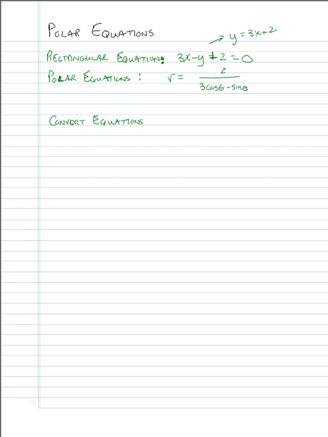So the first example, let's use this first example. Convert, this is our problem, convert y is equal to 3x plus 2 to polar form.